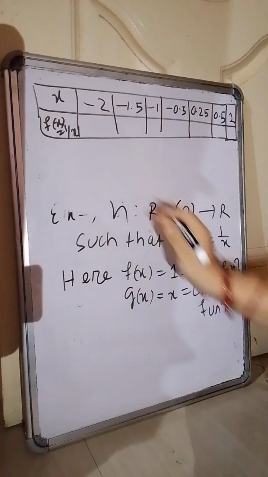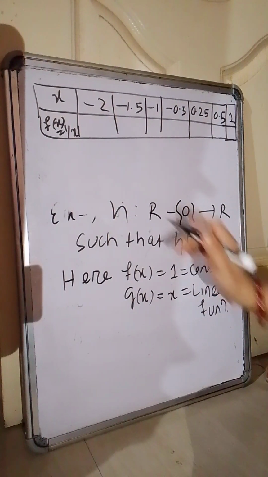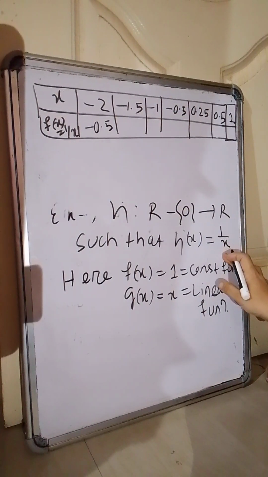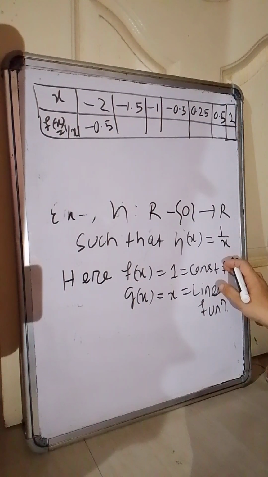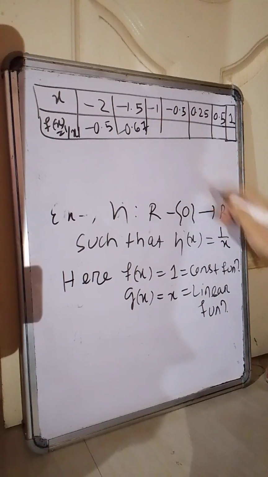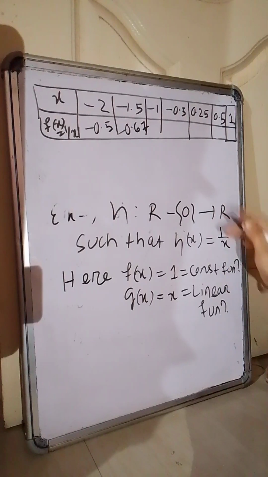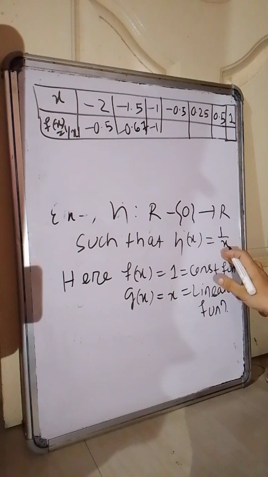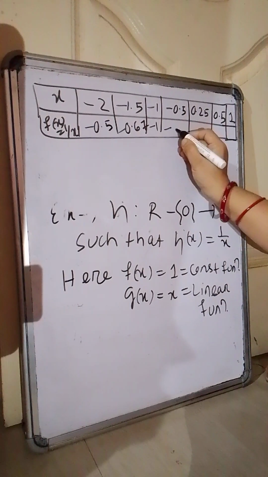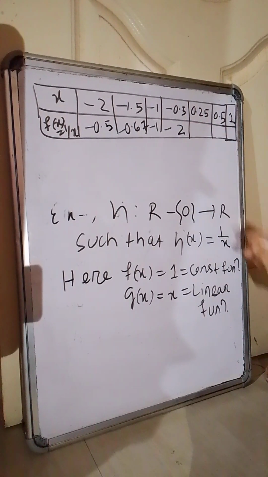So when x is minus 2, 1 by minus 2 is minus 0.5. When x is minus 1.5, you calculate 1 by minus 1.5, that is minus 0.67. When x is minus 1, y is minus 1. When x is minus 0.5, 1 by x is minus 2.